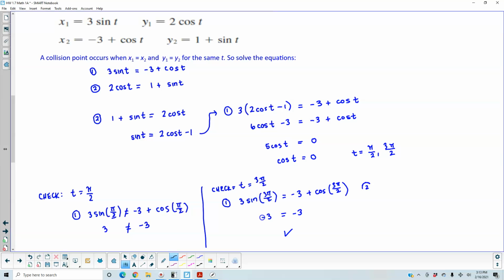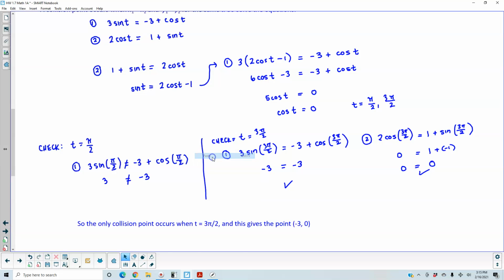And then let's try the second equation. So we have 2 times the cosine of 3 pi over 2. We want to see if that equals 1 plus the sine of 3 pi over 2. So this is 2 times 0, which is 0. Over here, this becomes 1 plus negative 1, which is also 0. So that checks.